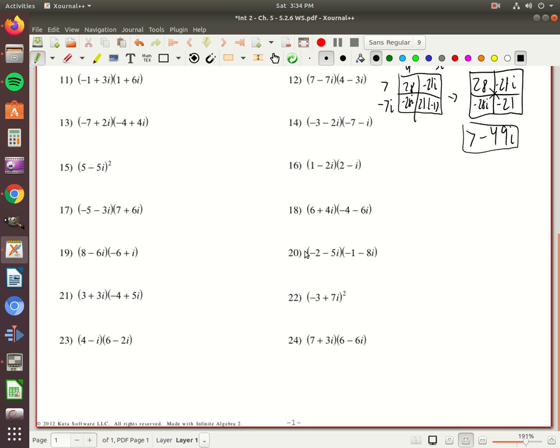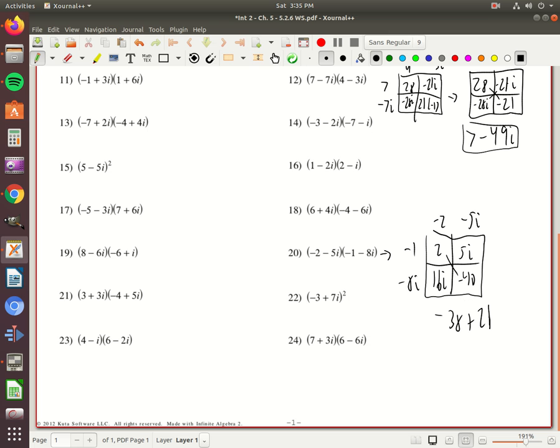So let's do one more of these things and then turn you guys loose. On this one, I will say negative 2 minus 5i times negative 1 minus 8i. A negative times a negative is a positive 2. A negative times a negative is a positive 16i. A negative times a negative is a positive 5i. A negative times a negative is a positive. 8 times 5 is 40. An i times an i is a negative 1. So I'm going to get negative 38 plus 21i. Kind of interesting. Obviously, we spent more time in class on this, but that is the gist.